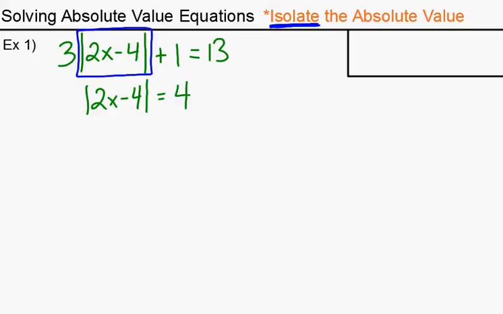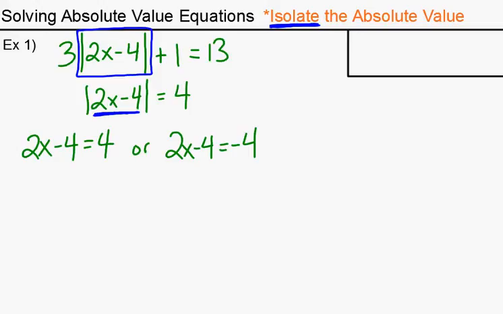So now I stop and I think, okay, if I need the absolute value to equal 4, that means I need to make everything inside equal one of 2 things. Either the inside can equal 4, so 2x minus 4 could equal 4, or the inside of the absolute value bars could equal negative 4. Because if the inside equals negative 4, when I take the absolute value, I'll get a positive. So notice I get 2 equations, right here and right here, whenever I go to solve this absolute value.